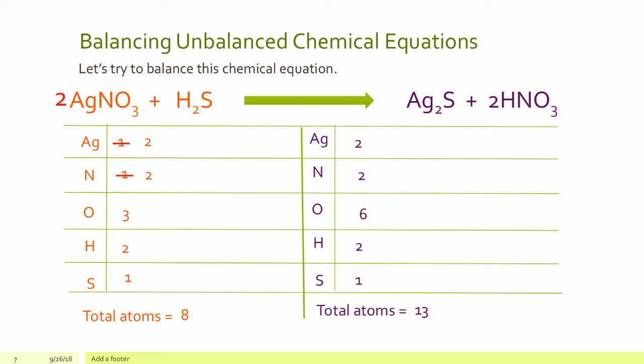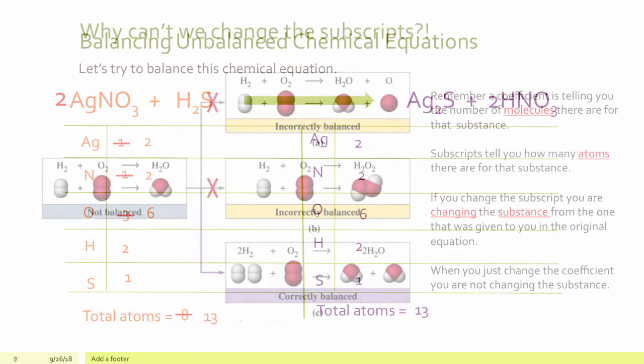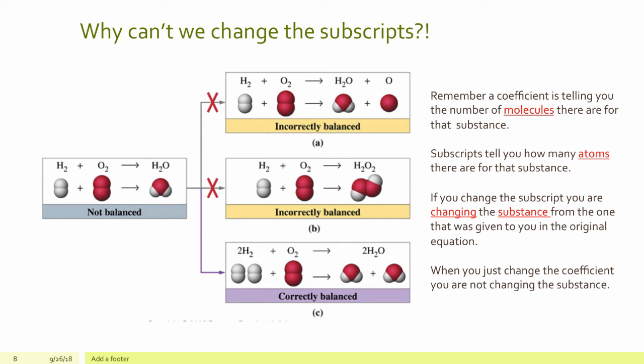And for O, I have a subscript of 3 atoms, and I'm going to multiply that by 2. So I need to change my O to 6 because 2 times 3 is 6. And I didn't have to do anything for H or S. So this was a fairly simple one because now if I check my reactant and my product side, my reactant Ag has 2, my product Ag has 2, my reactant N has 2, my product N has 2, my reactant O has 6, and my product O has 6. And if I recount the total number of atoms for both sides, I have 13 on my reactant side and 13 for my product.